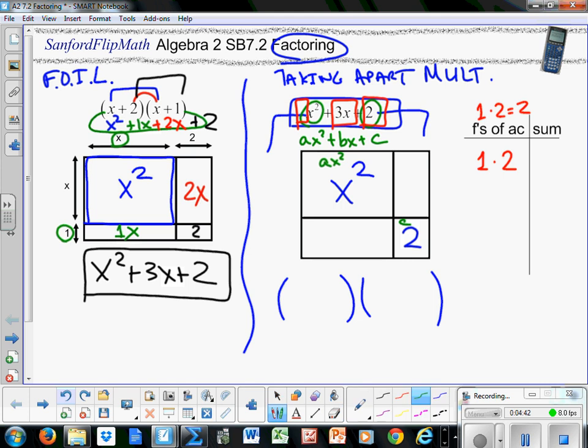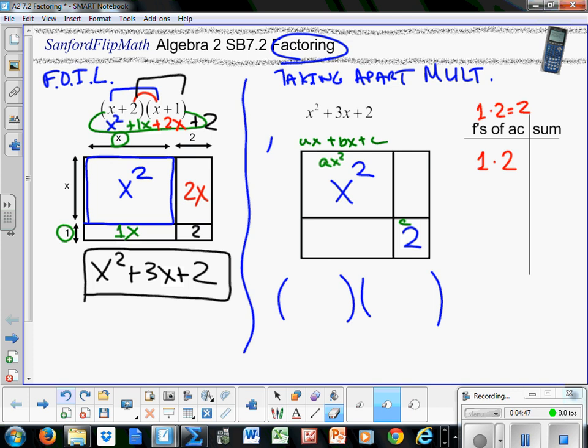And then the other consideration is, okay, let me clean this up a little bit. The other consideration is the signs, the positive or negative issue. Okay, so let's talk just for a minute about positive and negative signs.